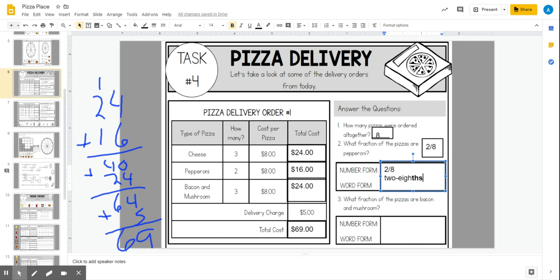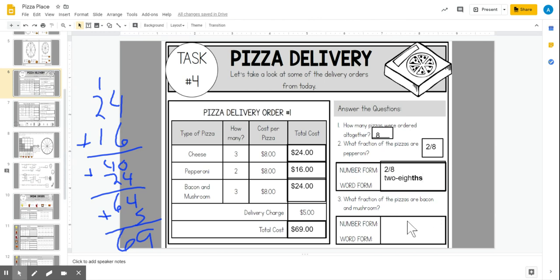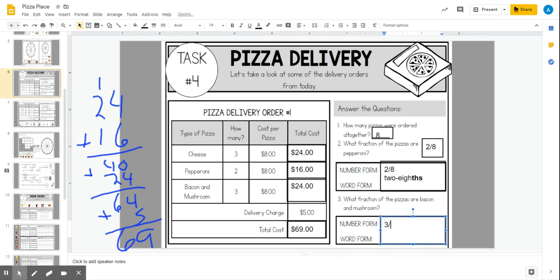So 2/8. And then what fraction of the pizzas are bacon and mushroom? So again, we're going to go look over this chart. And we have 3 out of our total 8s. So our number form, we're going to write 3/8. Then hit enter. Oh, and see how it changed in my computer a little bit. So if it does that on yours, that's fine. If it doesn't, if it just stays like that, that's also fine. Just go with whatever the computer does.